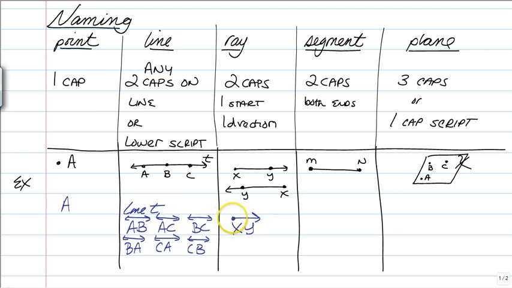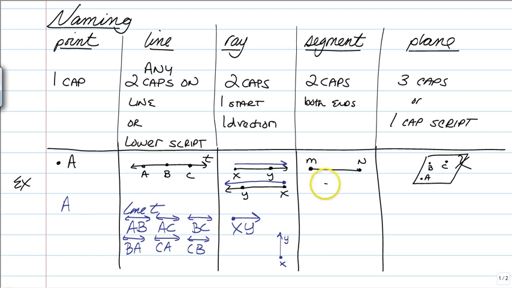And this would be the first letter is your starting letter, and the second letter is the go-to letter. So this was starting at X and going to Y, and it keeps going. Same with this. It starts at X, it goes to Y, and it keeps on going. Okay, this is another example of ray XY. The direction of the picture does not matter. It's just how we talk about it.